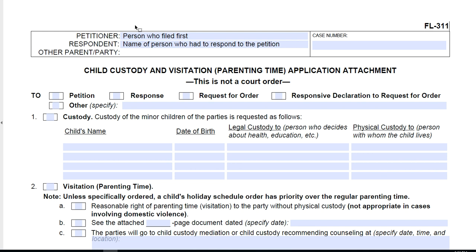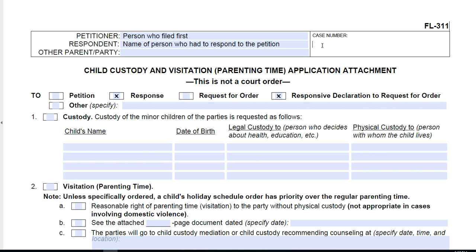Probably there won't be an other parent / party when you're filling out this form. If there is, you will probably know that, so I wouldn't worry about that line of this form in most cases. Speaking of cases, if this is being attached to a request for order or a responsive declaration or just a response, you will know a case number and you will have to write your number here.